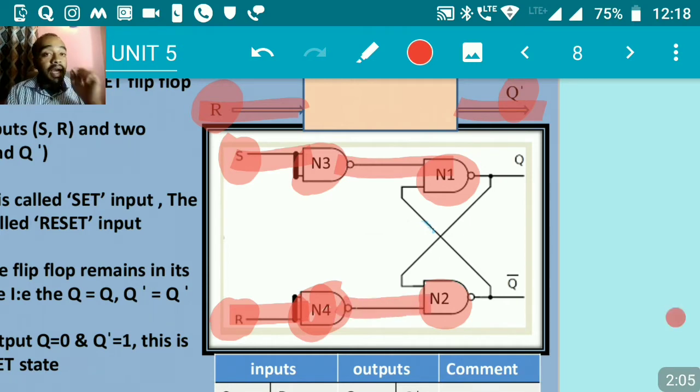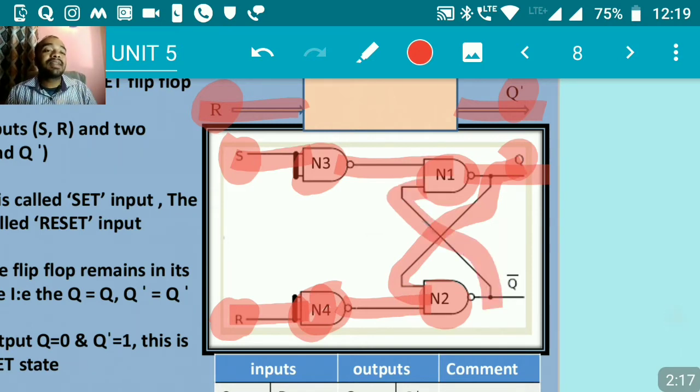The output of the N3 gate is given to N1, and the N4 gate output is given to N2. The output of N1 is called Q. This Q is given as one more input to N2. Similarly, at the same time, Q bar is taken and given as one more input to N1. This is your logic diagram of the SR flip-flop.